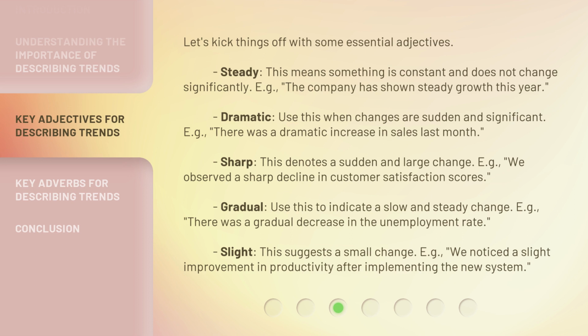Sharp. This denotes a sudden and large change. E.g., we observed a sharp decline in customer satisfaction scores. Gradual. Use this to indicate a slow and steady change. E.g., there was a gradual decrease in the unemployment rate. Slight. This suggests a small change. E.g., we noticed a slight improvement in productivity after implementing the new system.